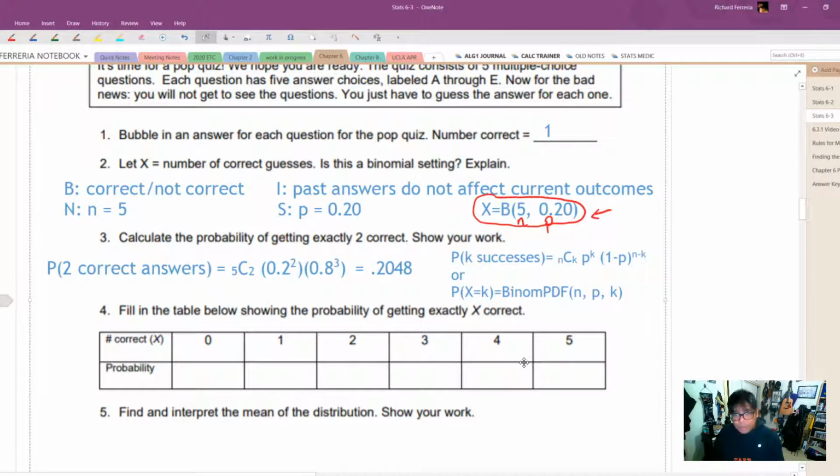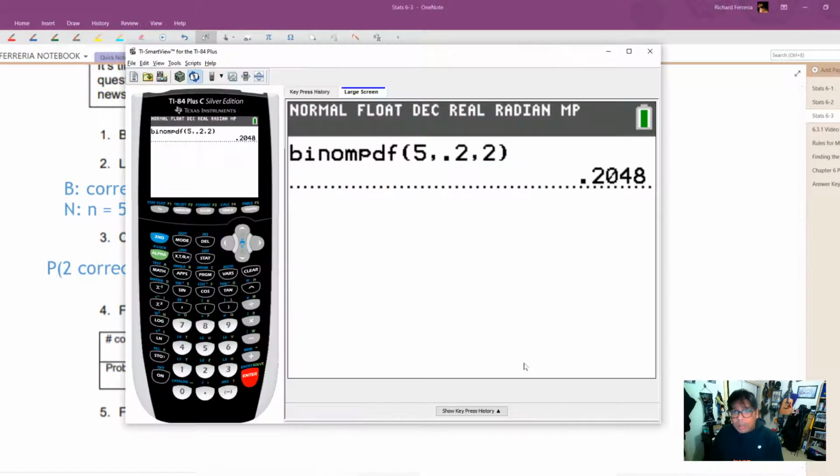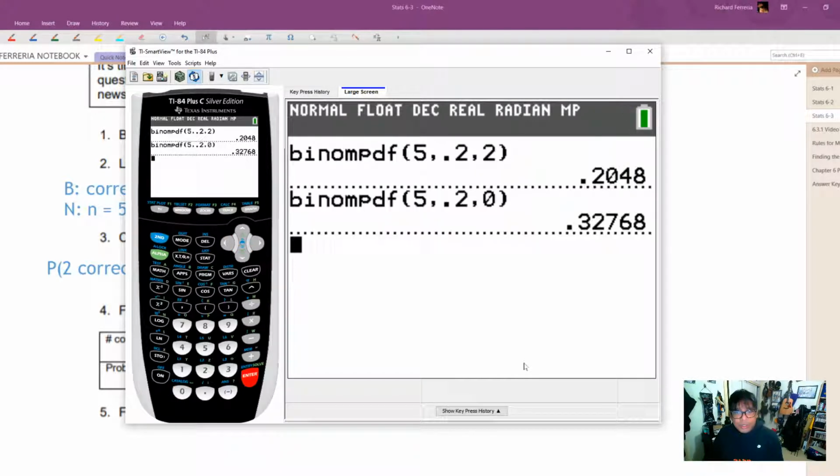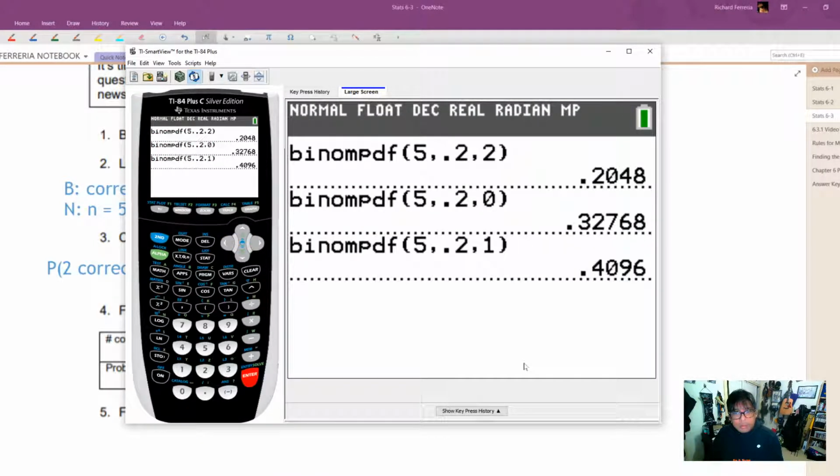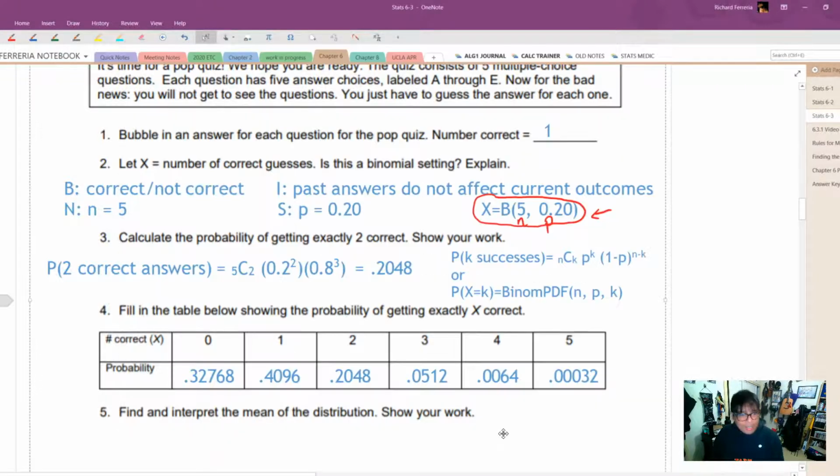So again, we'll go to our calculator. It's really not a big deal just to go up here and change all of these values. There's 0, and then we'll change this to 1. And then just go all the way down the line, 0 to 5, and get all of those values. So this is what we come up with after doing all of that.